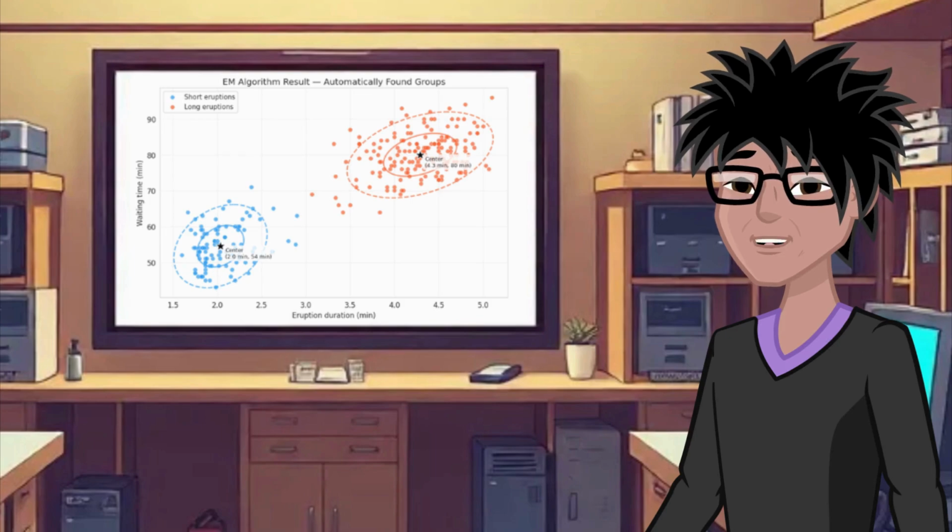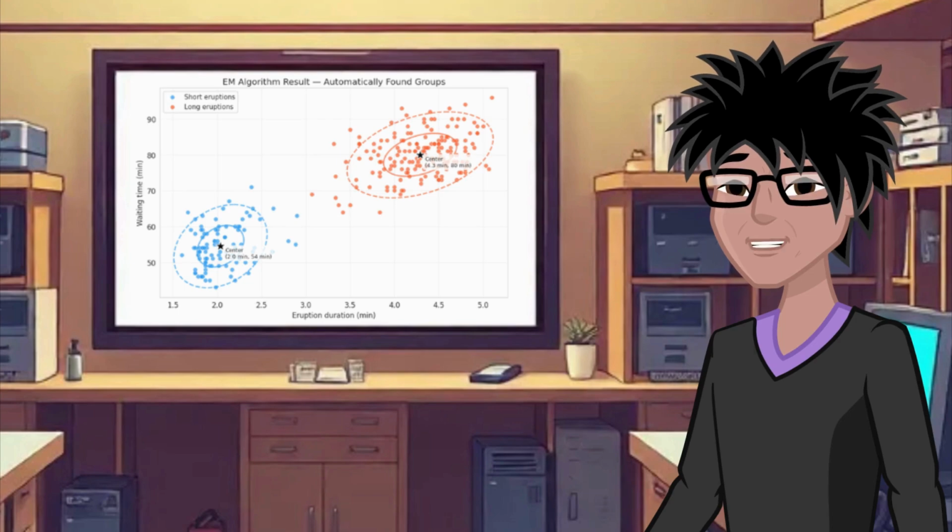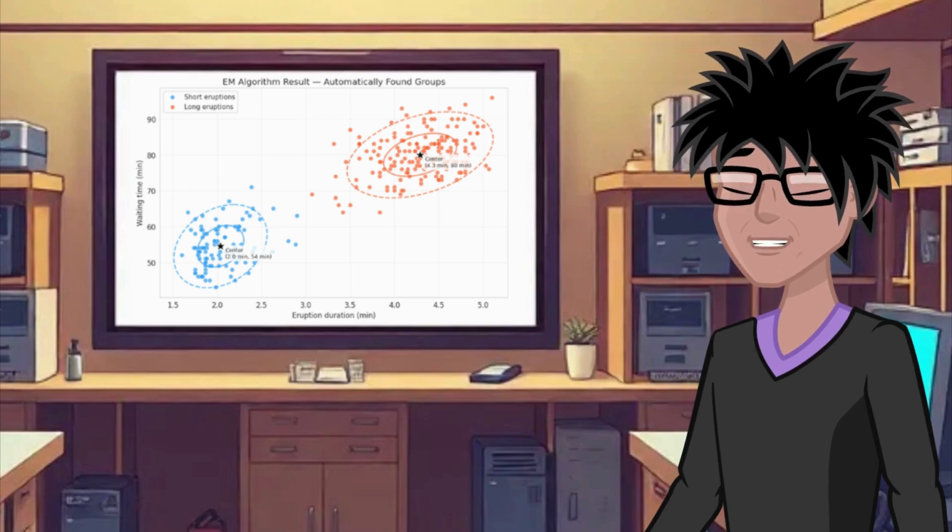Next, we visualize the clusters. Points are colored according to their group. Ellipses represent the Gaussian distributions, and stars mark the group centers. Annotations display the means, duration, and weighting for each time cluster, giving a clear picture of separation and spread.